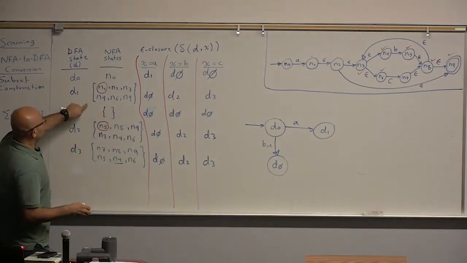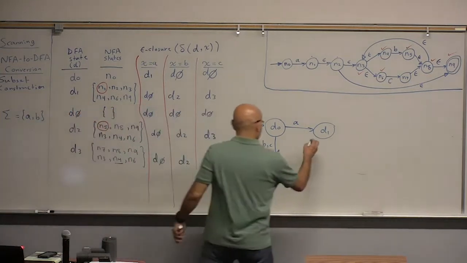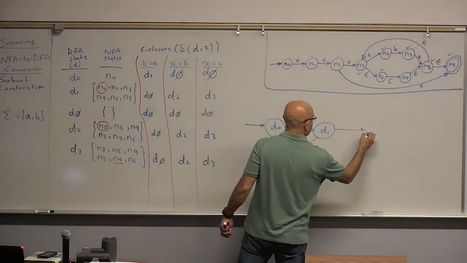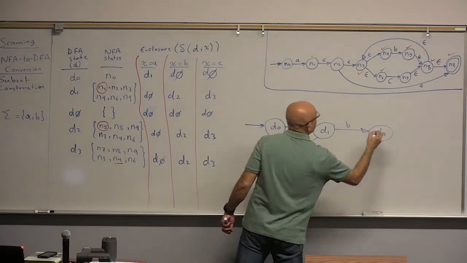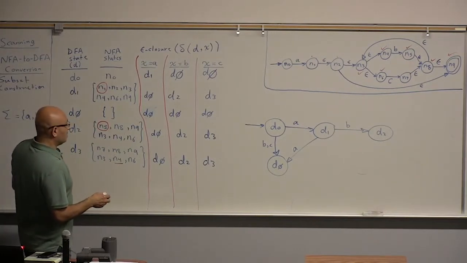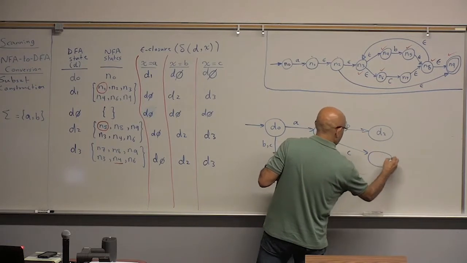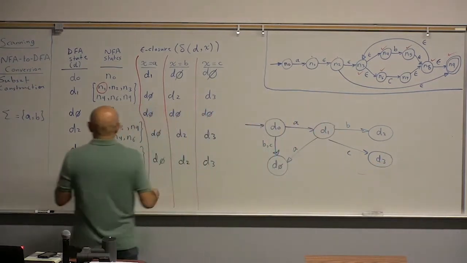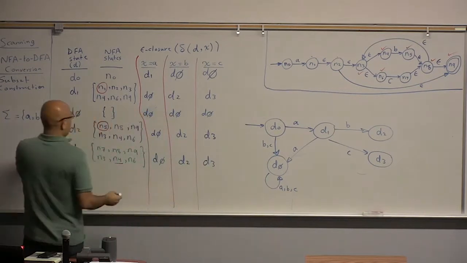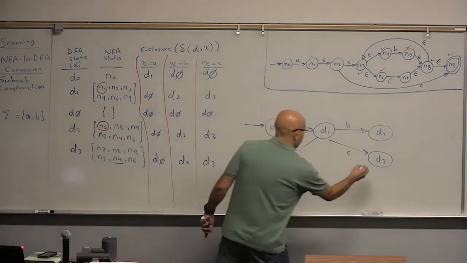If you are in D1 and you get an A, you go to D phi. If you are in D1 and you get a B, you go to D2. And when you are in D1 and you get a C, you go to D3. Then if you are in D phi, you stay in D phi on A, B, C. If you are in D2 and you get an A, you go to D phi, and D3 you also go to D phi.